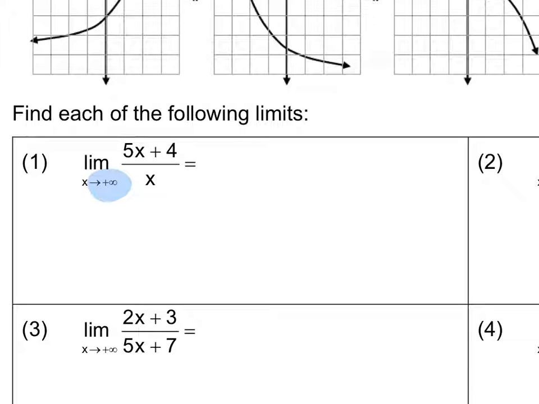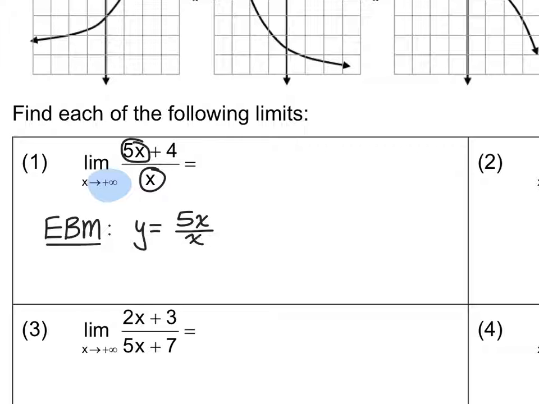All right, if you see an infinity, the first thing I want you to write down on paper is 3 little letters, E, B, M. You're going to find the end behavior model. You're going to pop in y equals, then you're going to take the leading terms, top and bottom, 5x and x. No matter where they are, maybe they're not in the front, maybe they're in the back, but you got to grab the ones with the highest powers. Simplify.